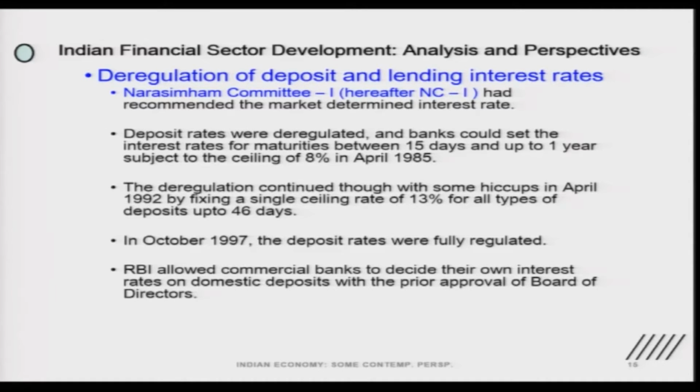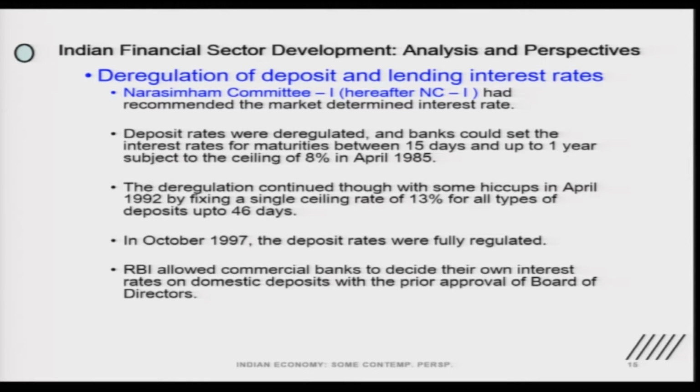Narasimhan Committee NC1 means it is about 1992. This committee had recommended a market determined interest rate, which means that it depends upon the borrower and lender. Since the committee had recommended deregulation of deposit rates, banks were allowed to set the interest rate for 1 to 8%. The deregulation also continued with some ups and downs in 1992 by fixing a single ceiling rate of 13% for all types of deposits.